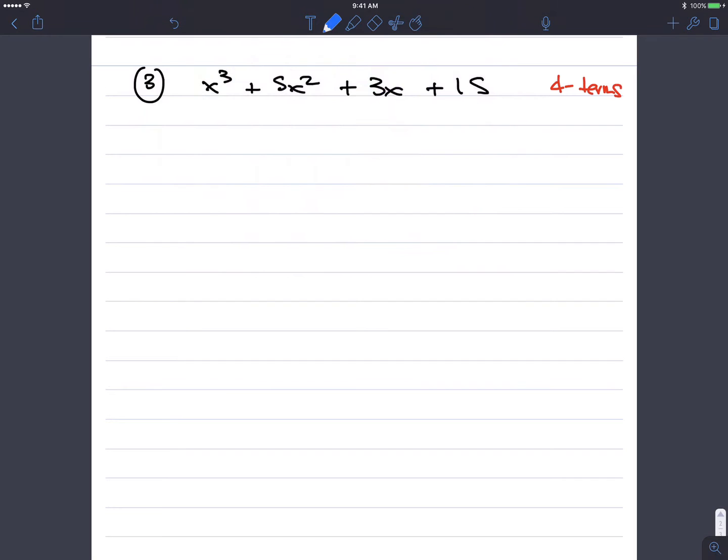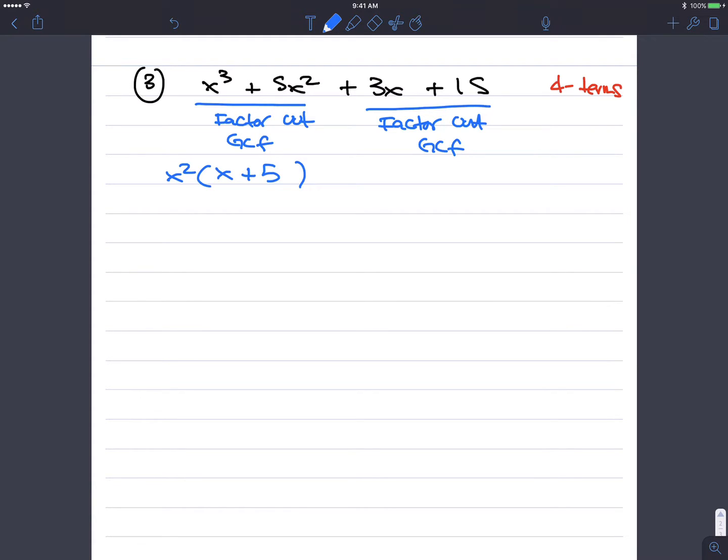What do you guys do? You group the first 2 terms and the last 2 terms, right? Factor out your greatest common factor. Okay. Greatest common factor of x cubed and 5x squared, what is it? What was it from yesterday? X squared, good. Okay. What's your quotient? X plus 5. Is that your quotient? Okay, you guys okay with that one? Now, what's the greatest common factor of the next two terms, 3x and 15? And then is that 3? Okay. What's the quotient? Okay, good.